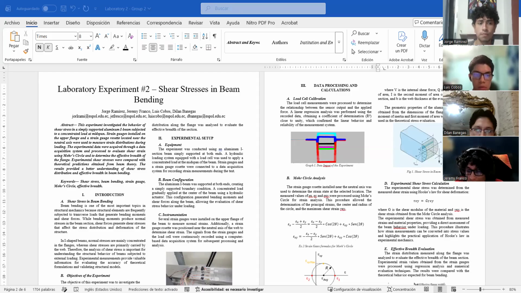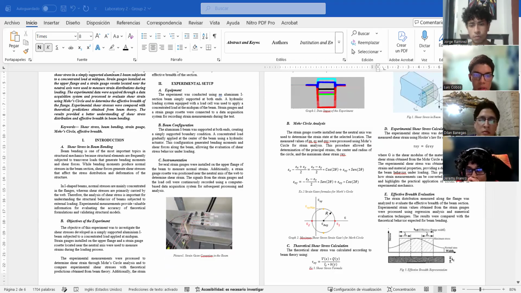Right now, I'm going to talk about the data processing and calculations. First, with the load cell calibration, we measure to determine the relationship between the sensor output and the applied force. With this data, we made a linear regression analysis and obtained a coefficient of determination really close to 1. So we confirm the linear behavior and reliability of the measurement.